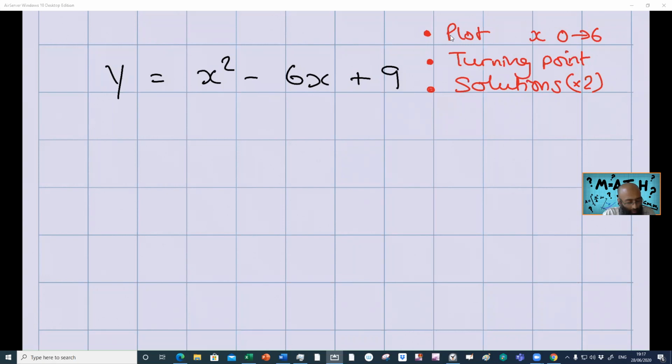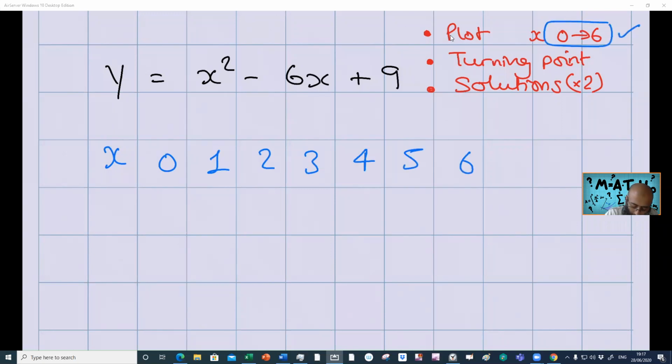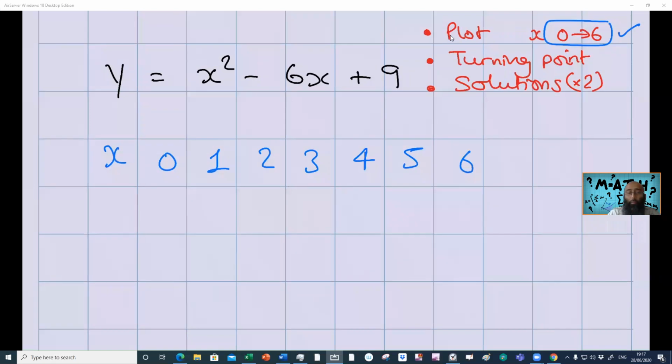So here's our first one. Y equals x squared minus 6x plus 9. We're going to use the values from 0 to 6. So the way we're going to do that is, let's have a go. Okay, so we have x: 0, 1, 2, 3, 4, 5, 6. That's what it says here, 0 to 6. I've done that first. So everybody write that down, please.